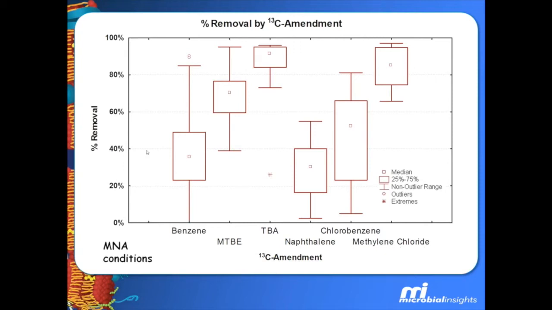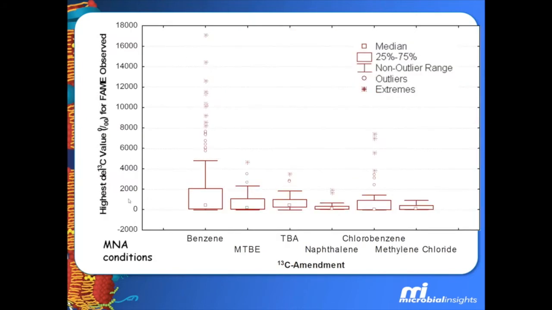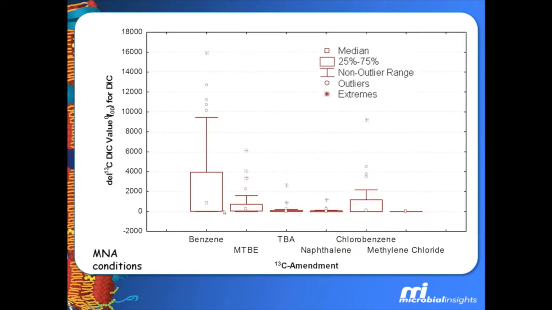Looking at percent removal of the compound from the bead during incubation, highest DEL13 values for the fatty acids, highest DEL values for DIC. The bottom line is that they have a lot of experience at this. They've been doing this for over 10 years. Lots of clients have deployed lots of SIP biotraps with lots of different types of amendments, and then they can communicate to you very readily how your results compare to what other people have seen under similar incubation conditions.